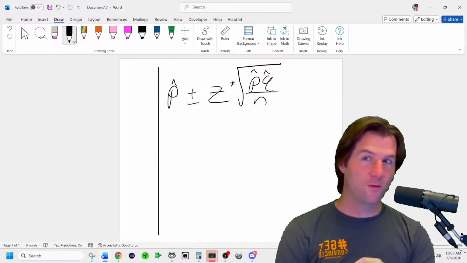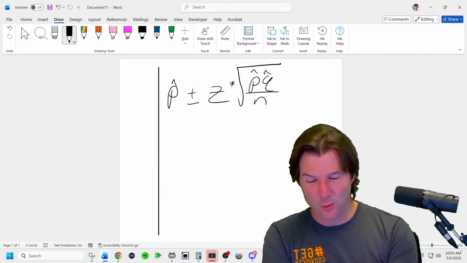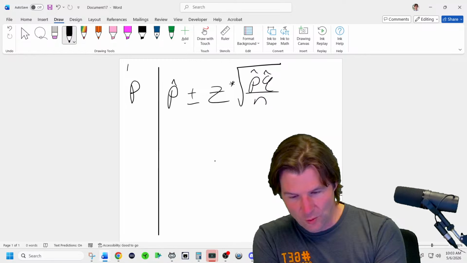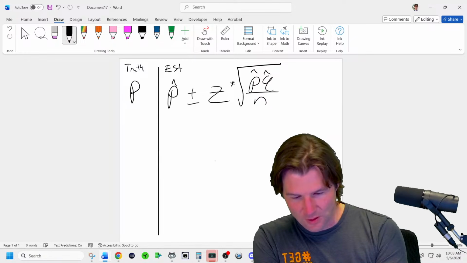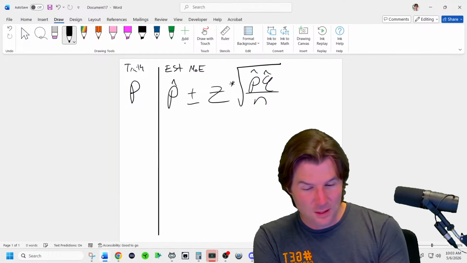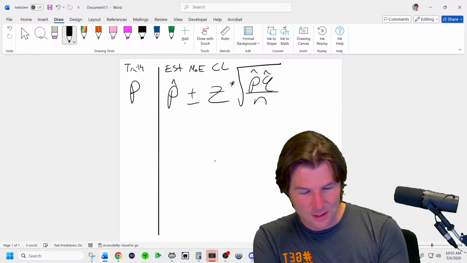We made an interval from the sample proportion, the true proportion. So it's trying to estimate. The truth we want to understand is this, and the estimate of the truth is this. This is where the margin of error begins. This is the confidence level, and this is the standard error.